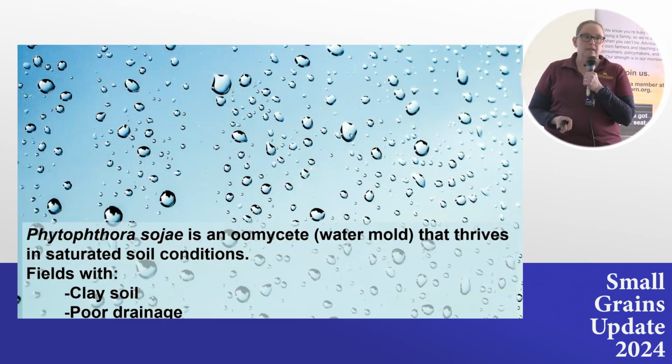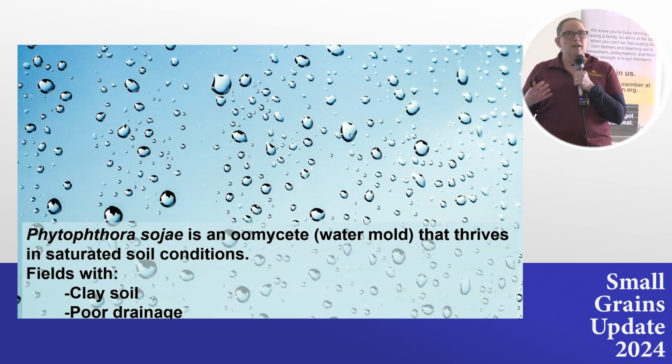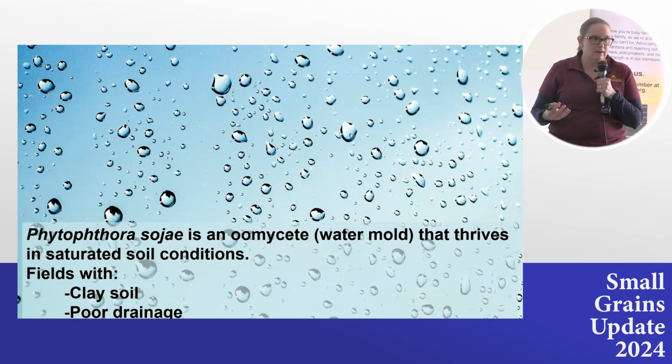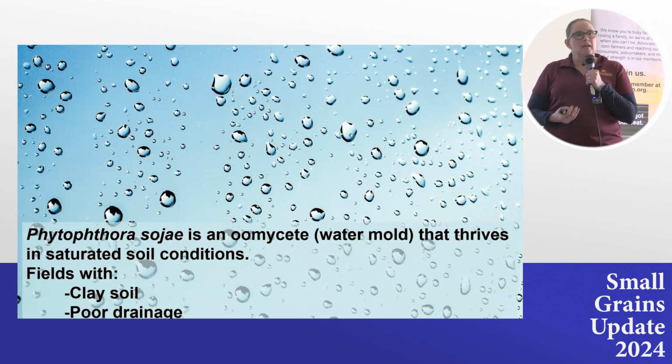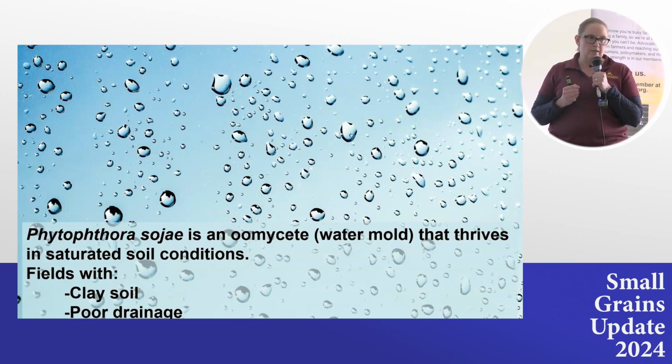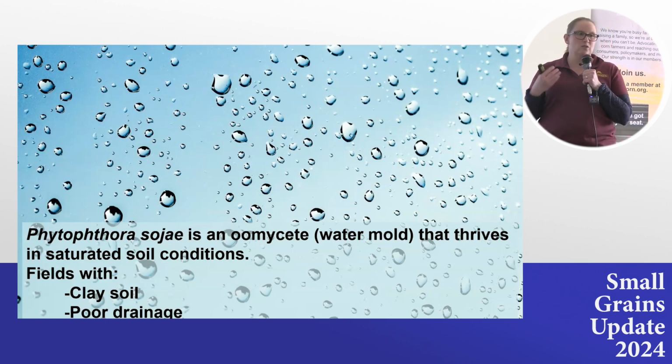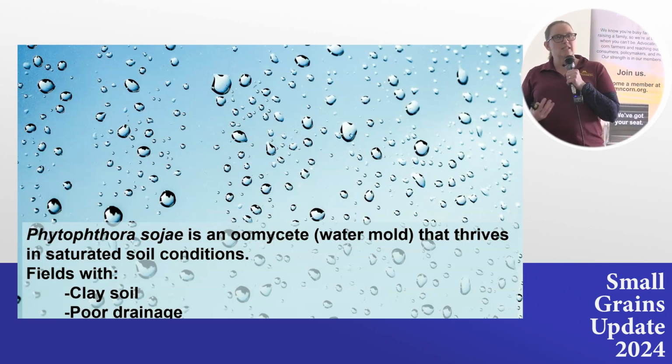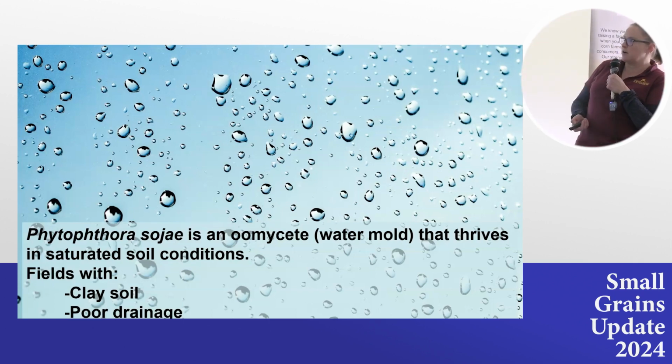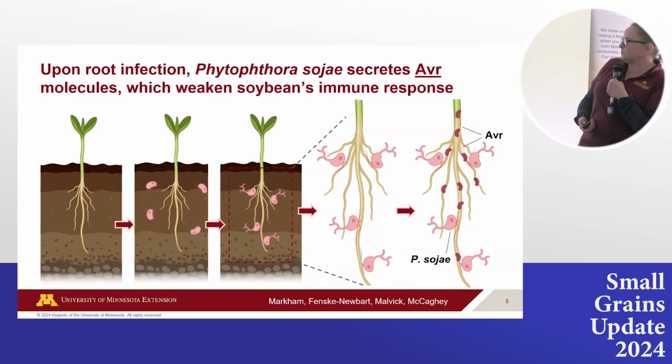Phytophthora sojae, it's sort of like a fungus, but it's not a fungus. We typically call these water molds or oomycetes. The reason why we call them water molds is because they produce swimming spores. So as you might imagine, this particular pathogen survives and thrives under saturated soil conditions. So clay soils, poorly drained soils, compacted soils, all of those are going to increase your risk for Phytophthora diseases.